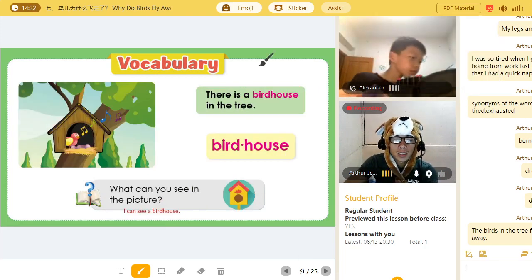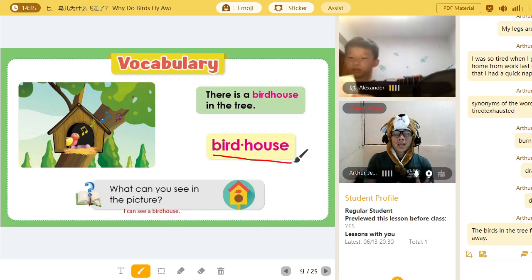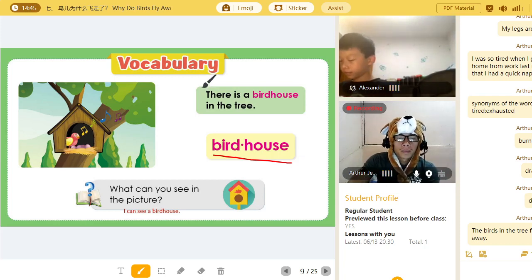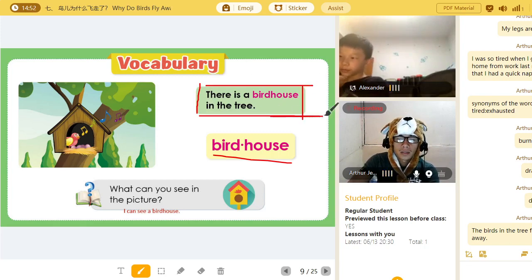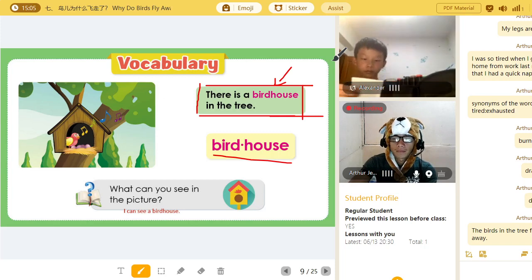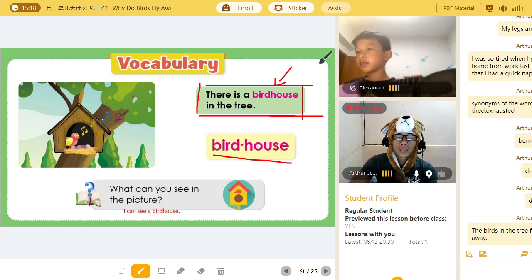Next word is birdhouse. Birdhouse. Please read the example sentence, Alexander. There is a birdhouse in the tree.